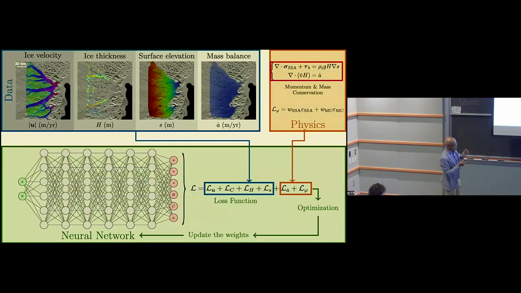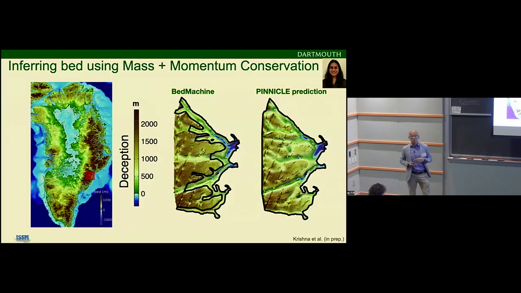For the last 2 minutes, maybe, I will show you one example about science, because so far it's all been about how to use it. Okay, 1 minute, very quickly. Coupling: we're using PINNICLE to couple mass conservation and momentum conservation to try to infer the bed topography for some glaciers in Greenland. This work is mostly done by Mansa Krishna, a grad student in our group. What she did was compare PINNICLE predictions versus BedMachine.